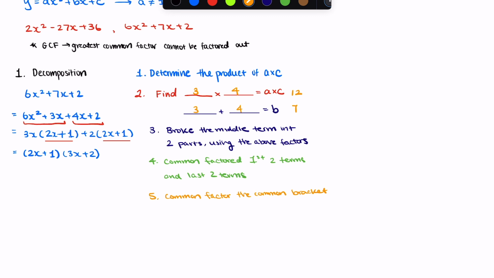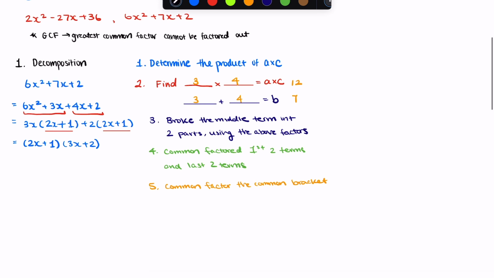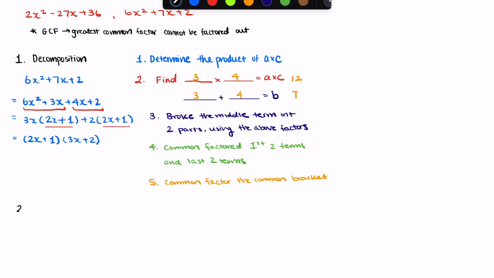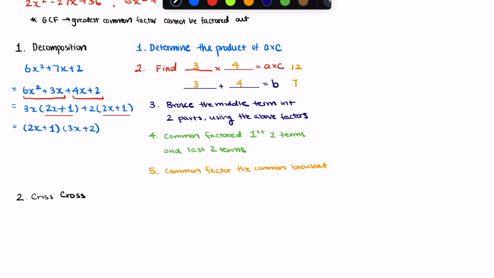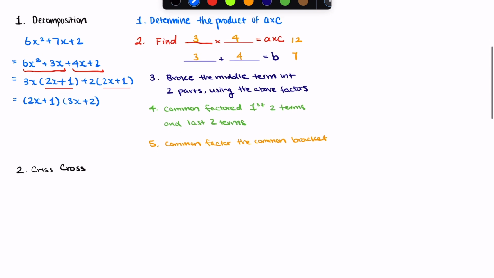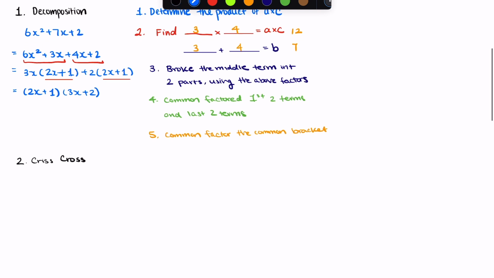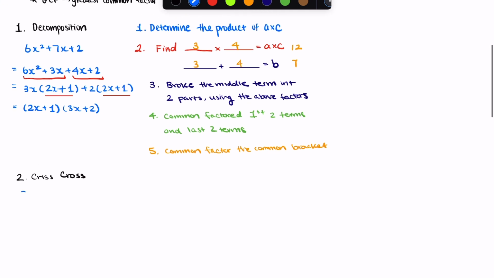The second way to factor complex trinomials is to use a method called crisscross. The crisscross method is an alternative approach to factoring complex trinomials. So let's look at an example. Let's write one down, and this one will use 3x squared plus 7x plus 2.